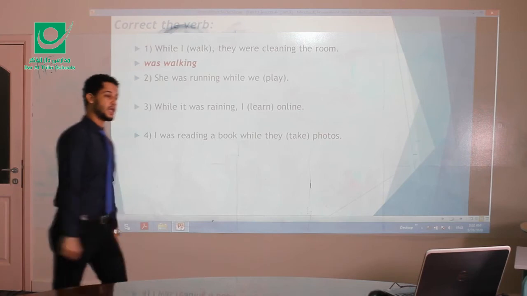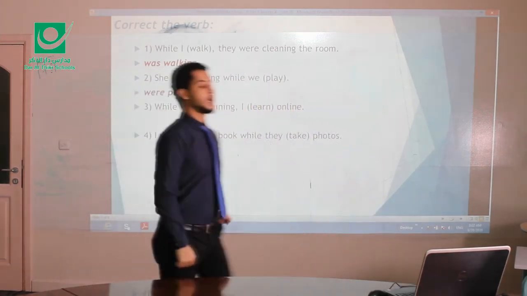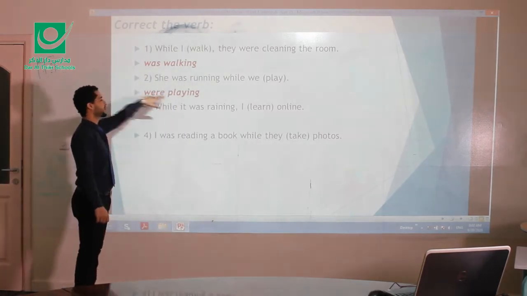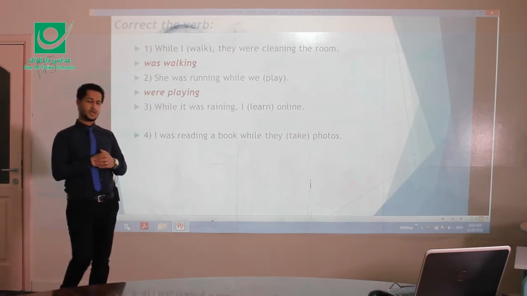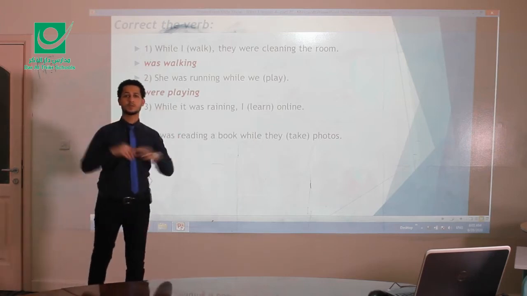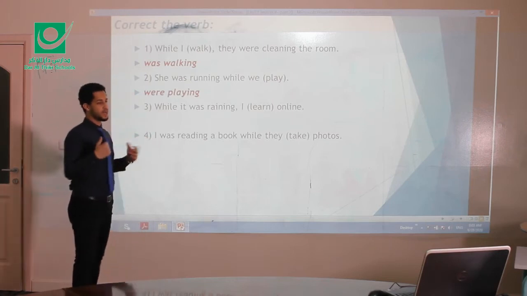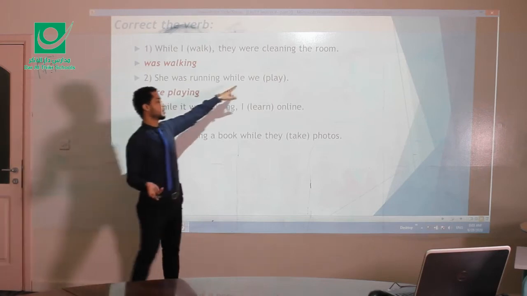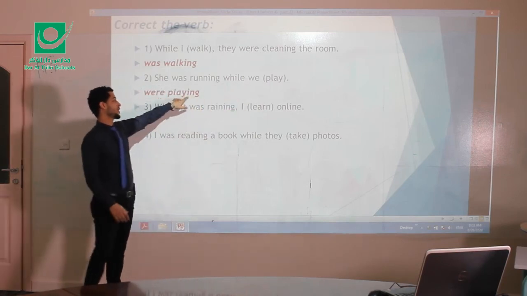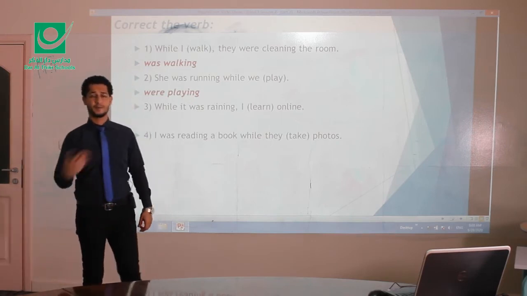Okay? Let's see the answer of number 2. Okay, she was running while we were playing. Okay? We saw the word while. It connects two sentences, and the two sentences are past continuous, so was or were, and then ing to the verb. We say we were, okay? And then we add ing to the verb play, it will be playing. So the answer is were playing.